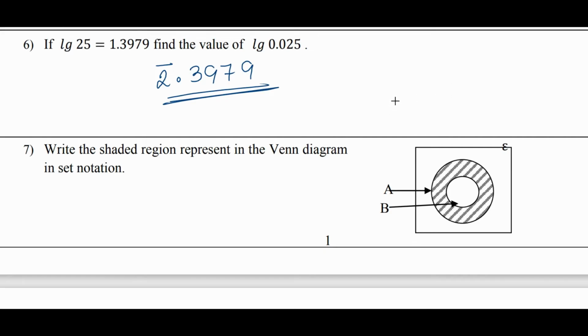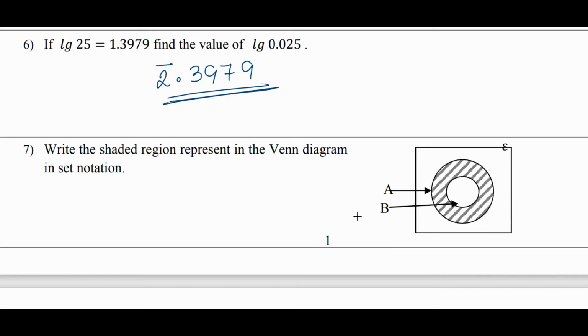Question number 7. Very simple as that. Write the shaded region representing the Venn diagram in set notation. We are given a Venn diagram representing the sets A and B, and we can clearly see set B is a subset of A. That doesn't matter. We will try to write the shaded region in set notation.